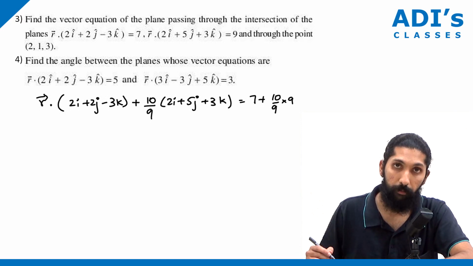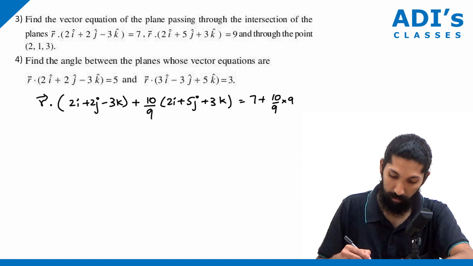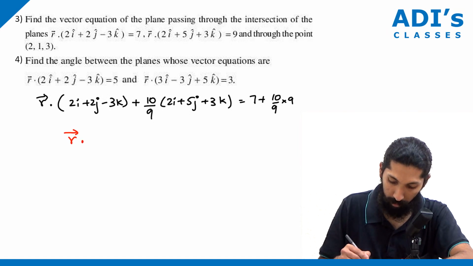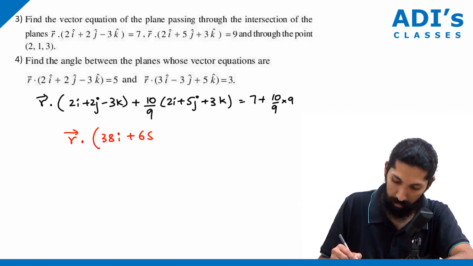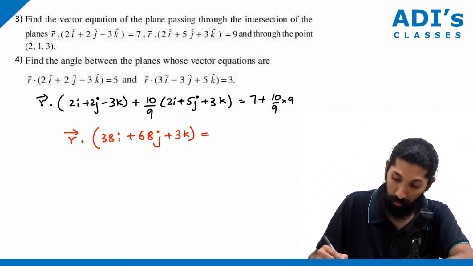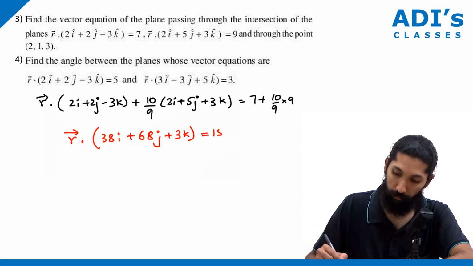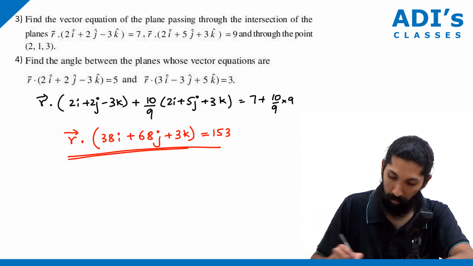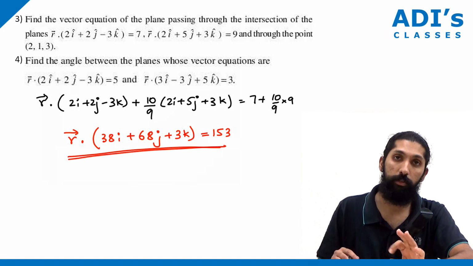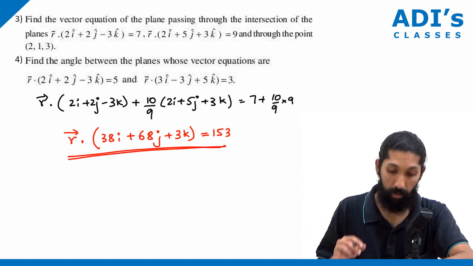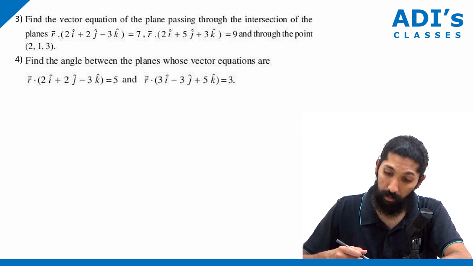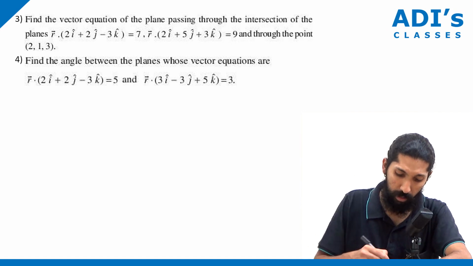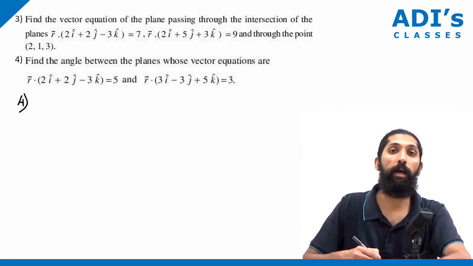Do that, and the final answer is going to become r dot (38i plus 68j plus 3k) is equal to 3. This is going to be the answer for the third question. Fair enough? Now let's do the fourth one. Find the angle between the planes whose vector equations are this and this. Now, my question, how do you find the angle between two planes?